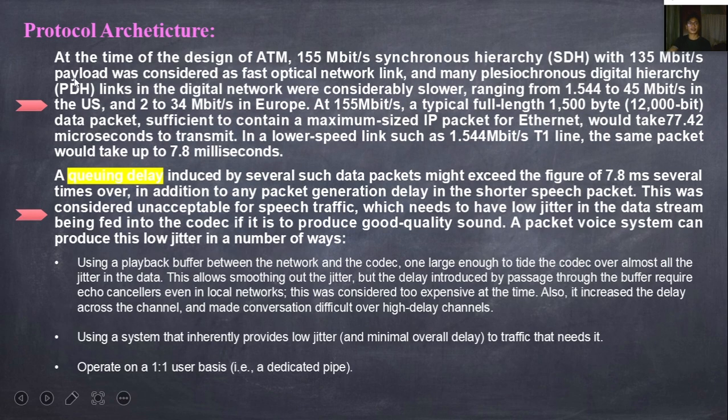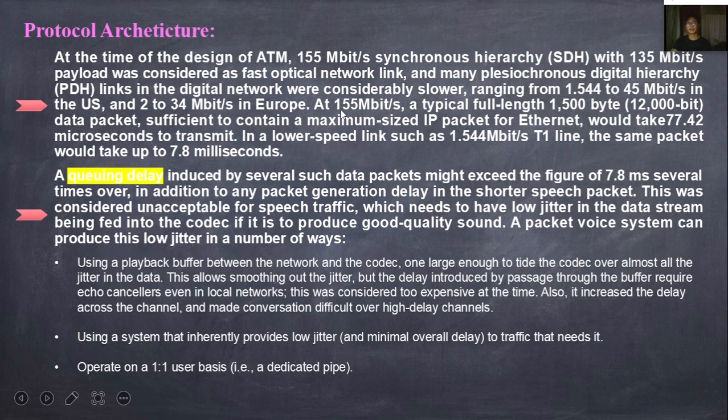The protocol architecture of ATM is that at the time of the design of ATM, 155 Mbit per second synchronous digital hierarchy or SDH with a 135 Mbit payload was considered a fast optical network link at its time. And plesiochronous digital hierarchy or PDH links in the digital network were considerably slower, ranging from 1.544 to 45 Mbit per second in the US and 2 to 34 Mbit per second in Europe.